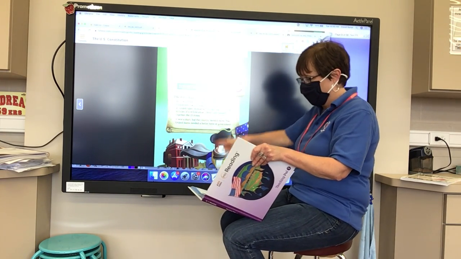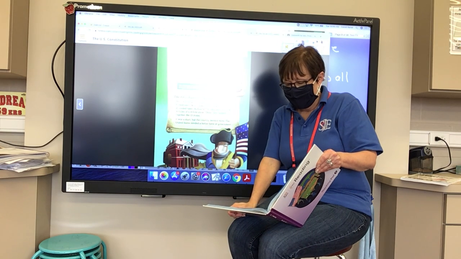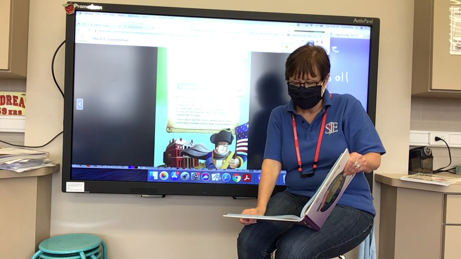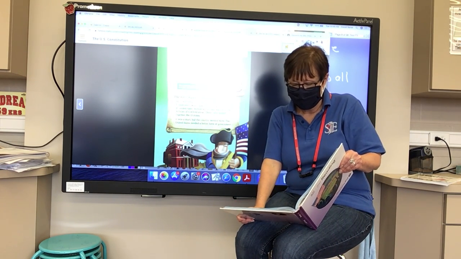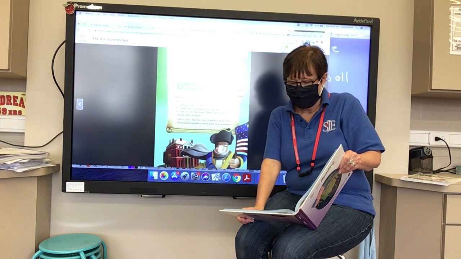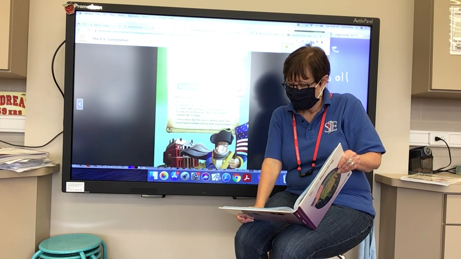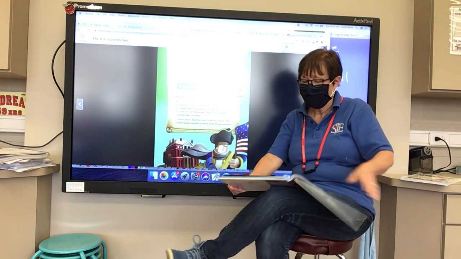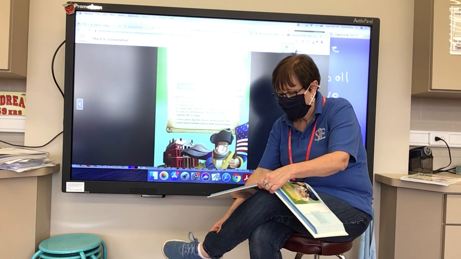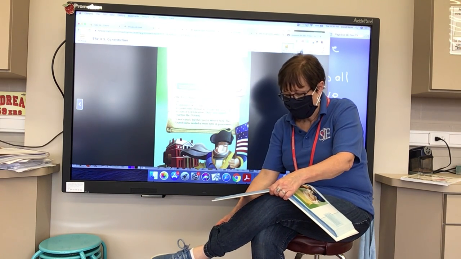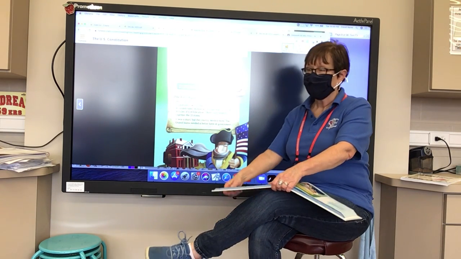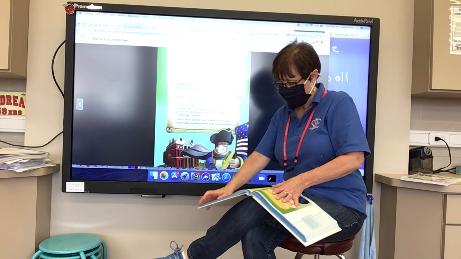So let's go to What is the U.S. Constitution? The Constitution of the United States is the plan for how the government works. It says how much power the branches or parts of the government can have. It tells them how to make laws and how to make sure all Americans follow them. The Constitution is a symbol of democracy. The Constitution is the highest law in the United States. It is more important than any city or state law.